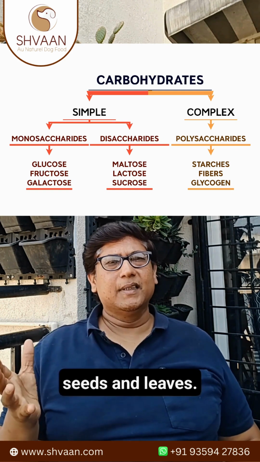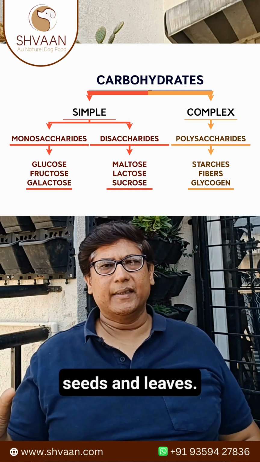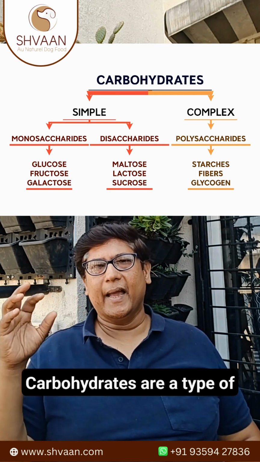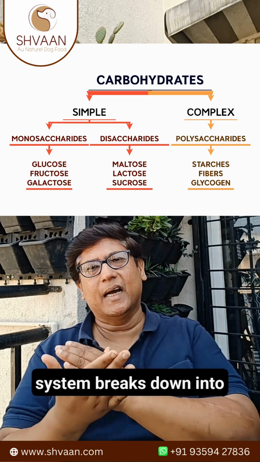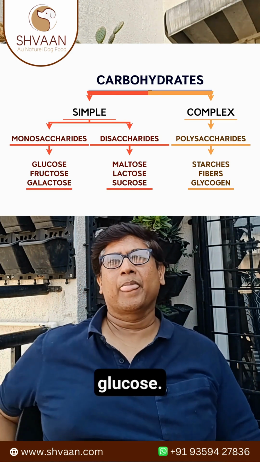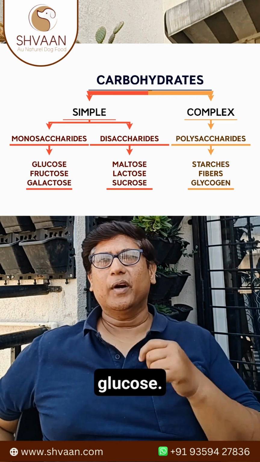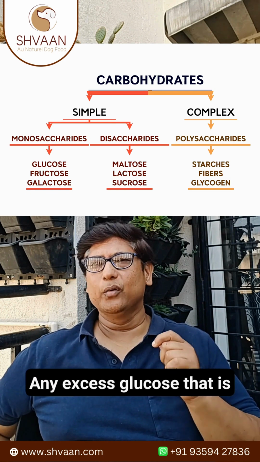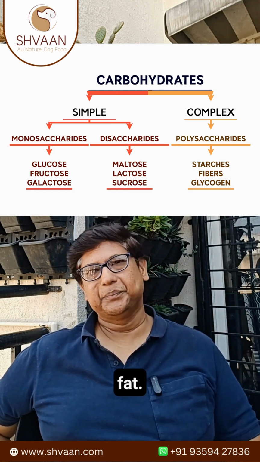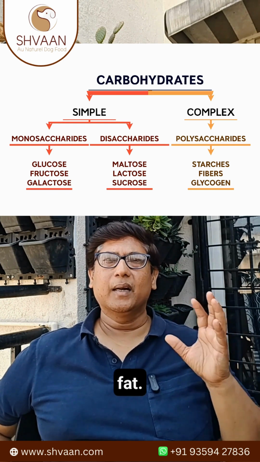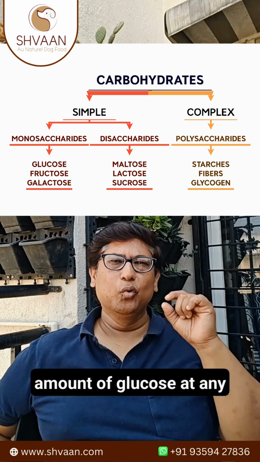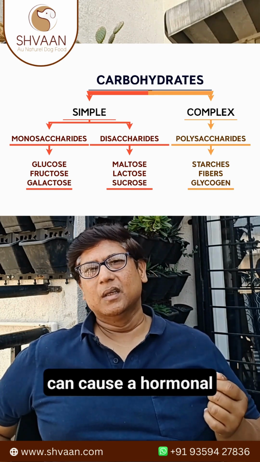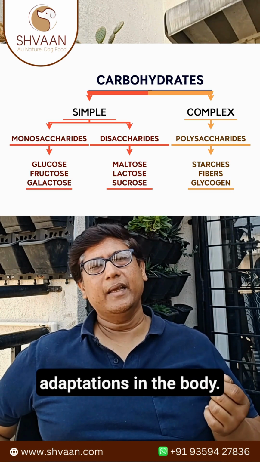So, what are the differences between glucose and carbohydrates? See, carbohydrates are a type of nutrient that the animal's system breaks down into glucose. Glucose is then used for energy during daily activities. Any excess glucose that is not used up gets stored as fat. Now, the brain requires a certain amount of glucose at any given time. So, if too little or too much is supplied, then it can cause a hormonal response, causing major adaptations in the body.